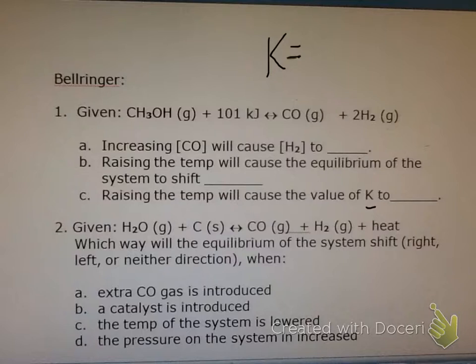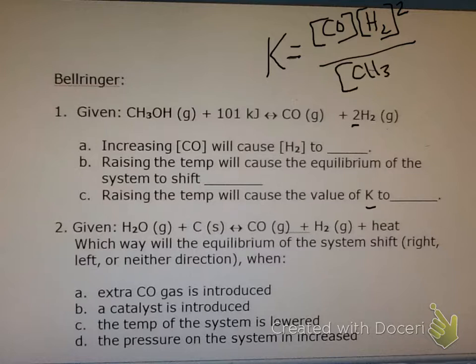And when it's at equilibrium, you may wonder which are your products and which are your reactants. Well, it does depend on which way you look, but they always mean considering the forward reaction. So the forward reaction, our products are CO and H2. Now this would be that H2 has to be squared because of the coefficient there in front of H2. Those are my products over my reactants, and my reactant is just methanol. And that is my equilibrium expression.